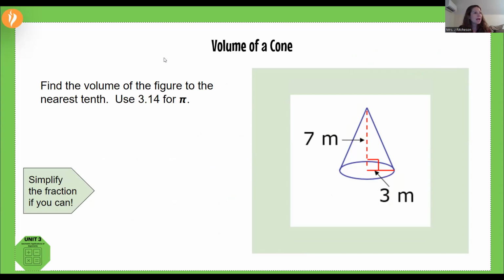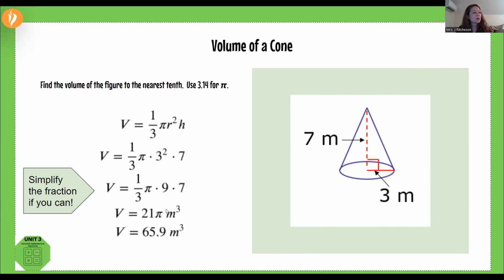All right, so I want you guys to use your formula, do 1/3 of pi times radius squared times height. And I want you to find the volume of this cone. Pause the video. All right, what'd you guys get? Hopefully you got 21 pi as an exact answer. And then if you multiply 21 times 3.14, you get 65.9.